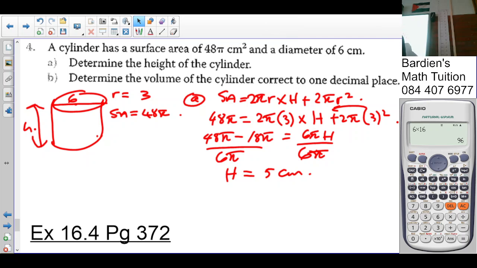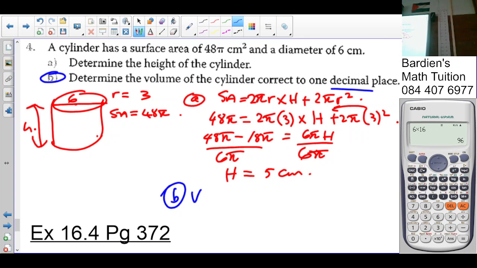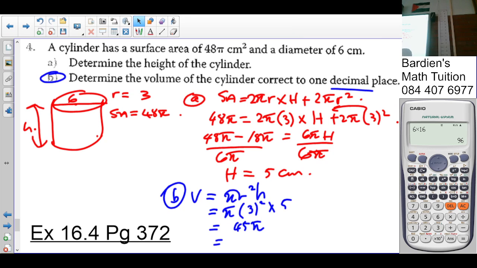Then the question says in B, determine the volume of the cylinder to 1 decimal place. So volume is equal to area of base times height. So it's pi r squared times height. So it's pi, what's the radius? 3 squared times height, which is 5. So it's going to be 9 times 5 is 45 pi. So 45 pi gives us 141 centimeters.